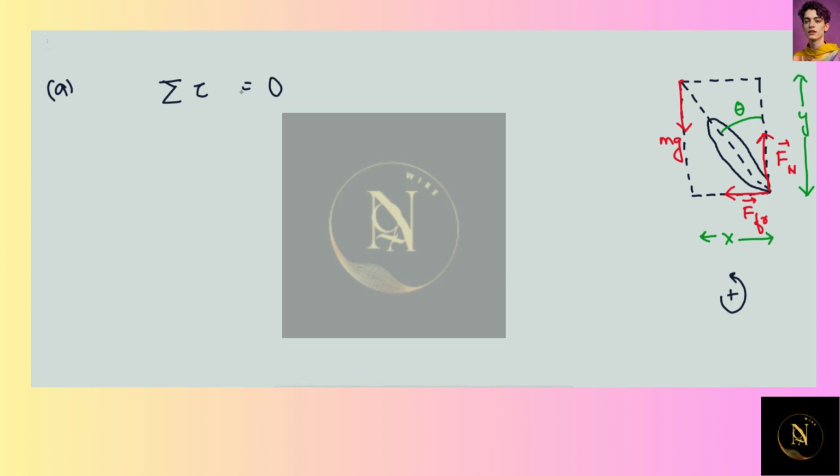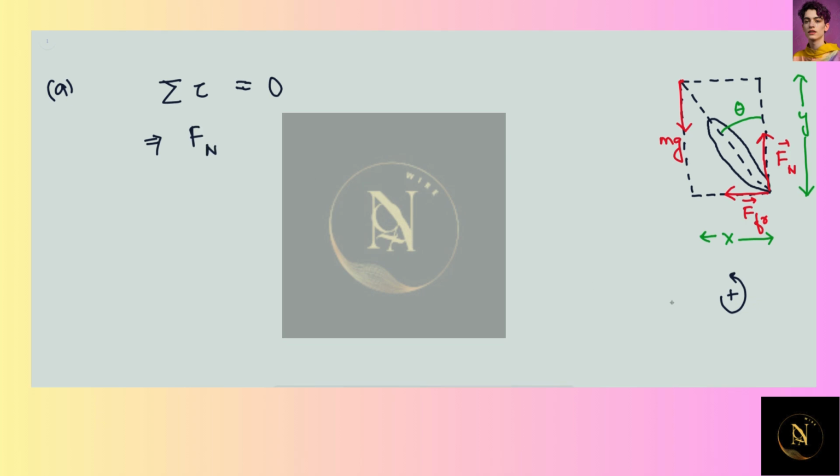So this is equal to zero. About the axis through the center of mass and parallel to the ground, we have the forces contributing to the torque that are just Fn and F friction.